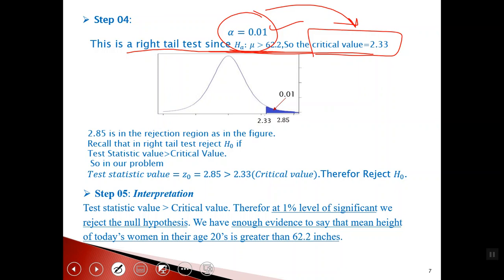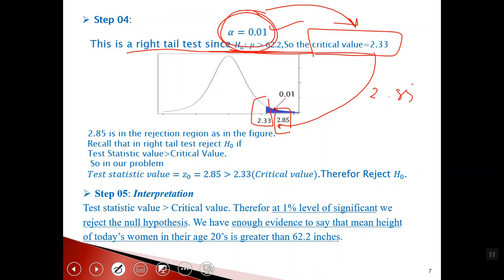Using the Z table, find the particular Z value for this alpha. That value is 2.33. Next, you know your calculated value is 2.85. So it is somewhere here.